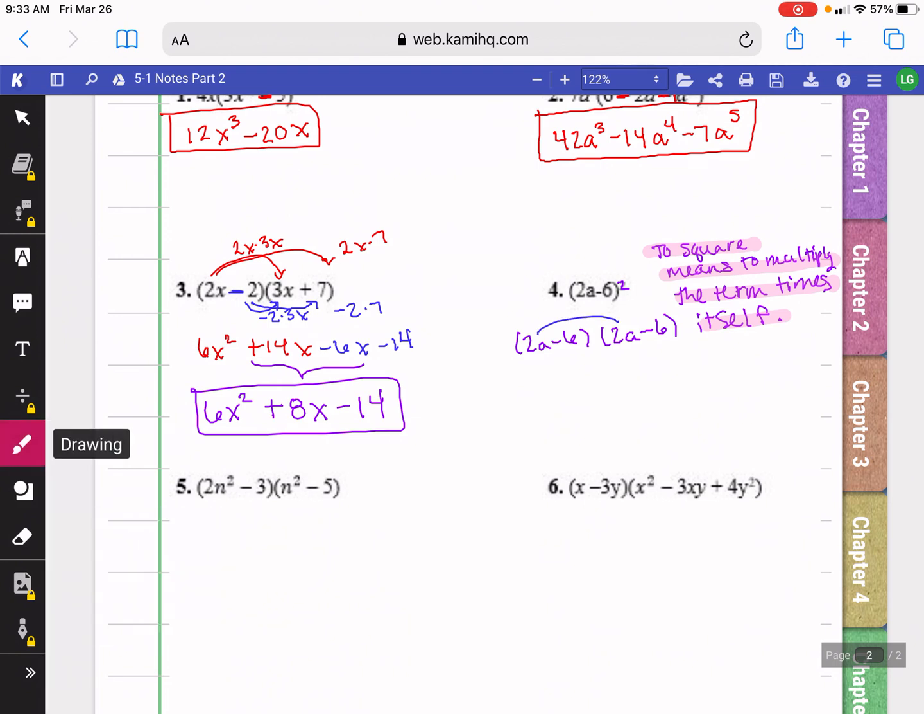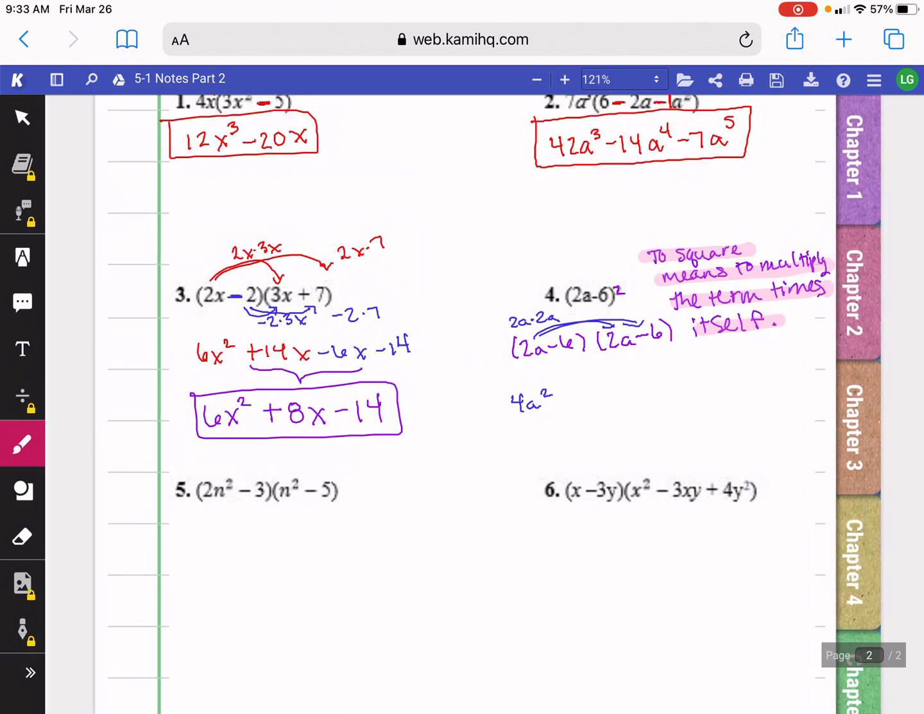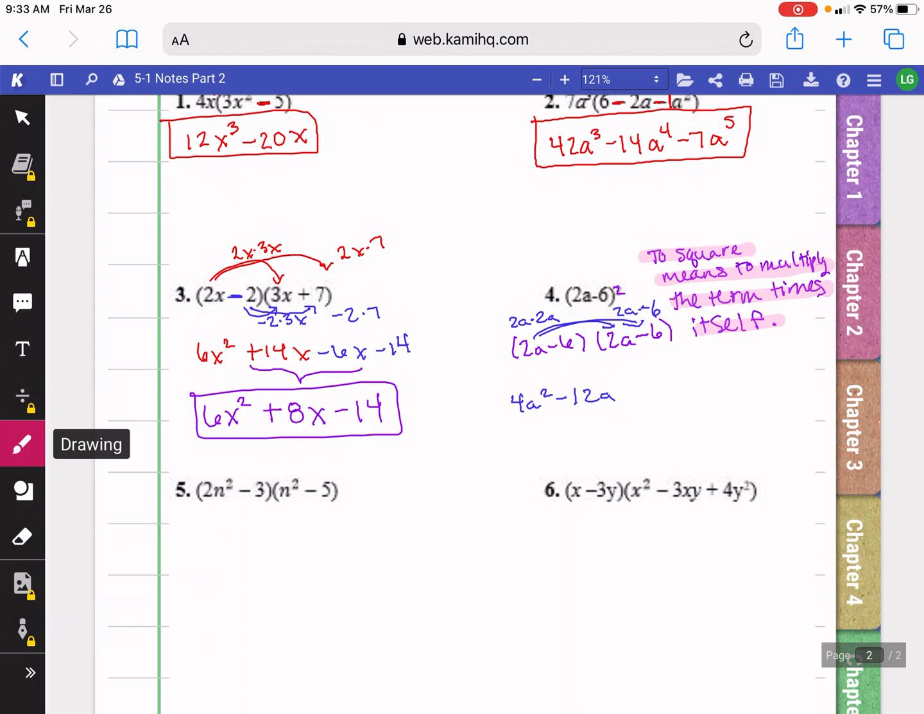So if I do 2a times 2a, that gives me 4a squared. Because remember, you're adding your exponents. And then if you do 2a times negative 6, you get negative 12a. Next, I'm going to distribute the negative 6 times everything. So negative 6 times 2a is negative 12a. And negative 6 times negative 6 is positive 36.